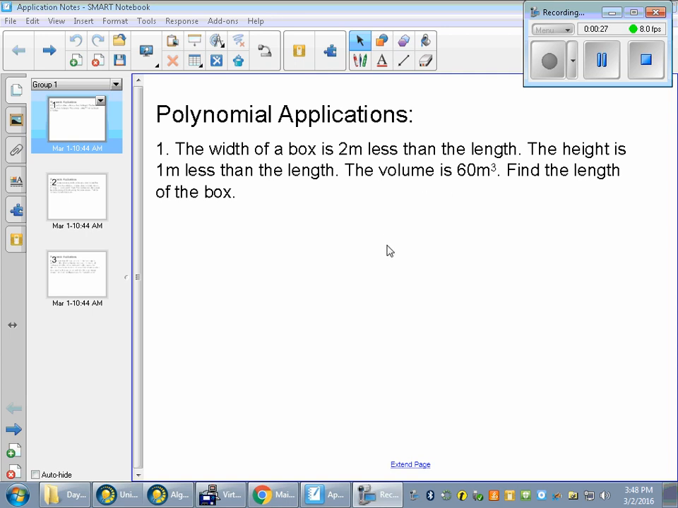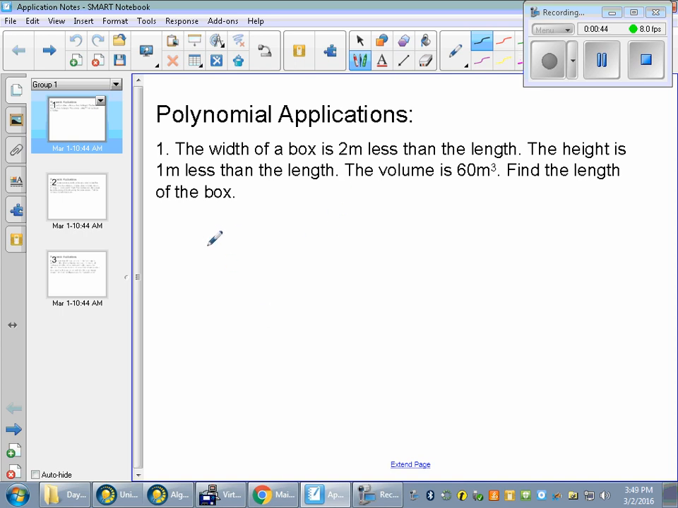All right, so let's read through this one. The width of a box is 2 meters less than the length. The height is 1 meter less than the length. The volume is 60. Find the length of the box. So specifically they're asking for length, and everything else is given in terms of length.